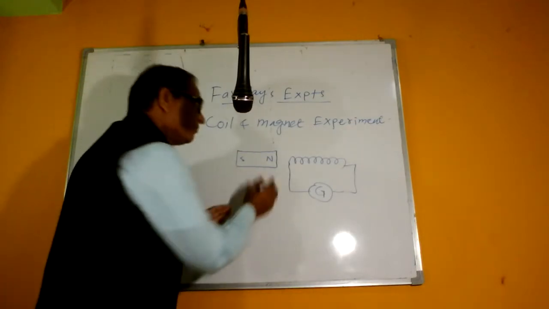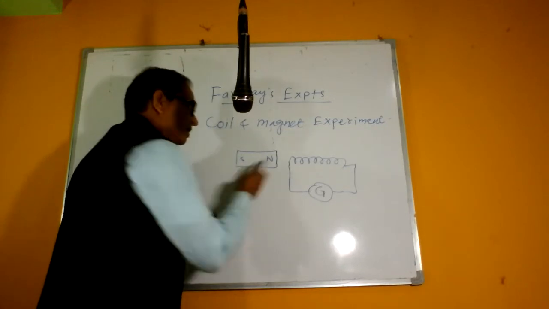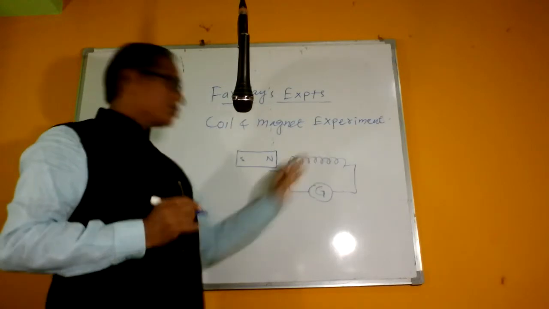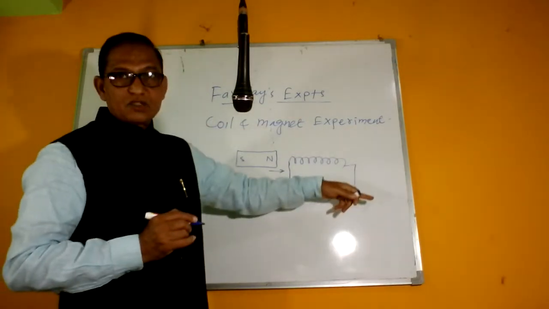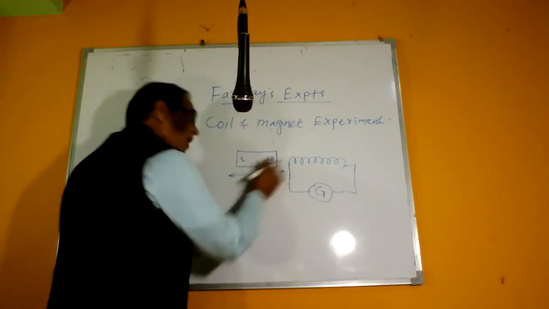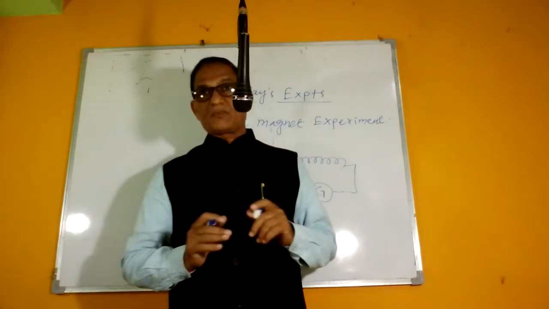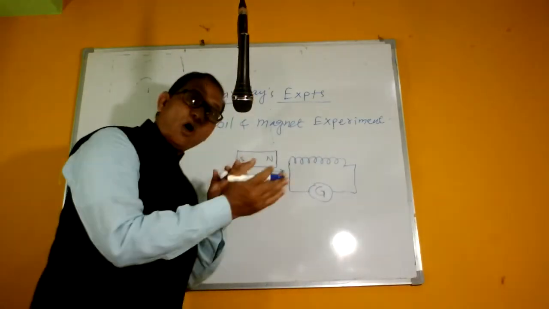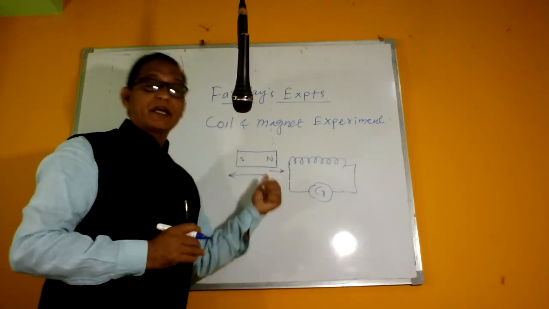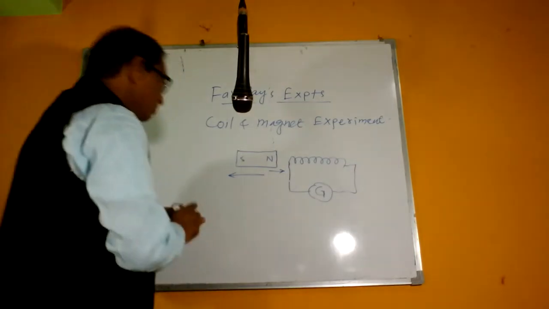Initially we moved the magnet towards the coil, so we found deflection to one side. Now as we move this bar magnet away from the coil, we will find the deflection in the galvanometer in the opposite side as that of the first. In this sense, again the current is set up in the coil.